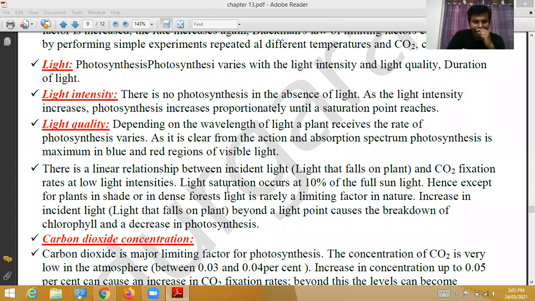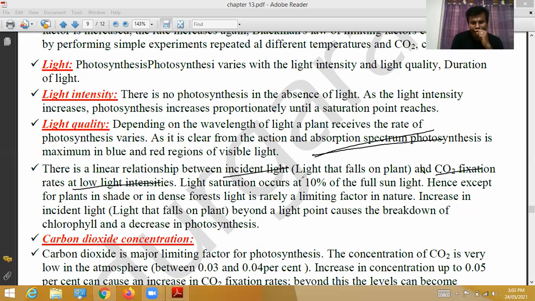There is a linear relationship between incident light and carbon dioxide fixation. That means the light that falls on the plant. So the amount of light that falls on the plant and the carbon dioxide fixation rate, from a low intensity of light onwards, the relationship is a straight line.